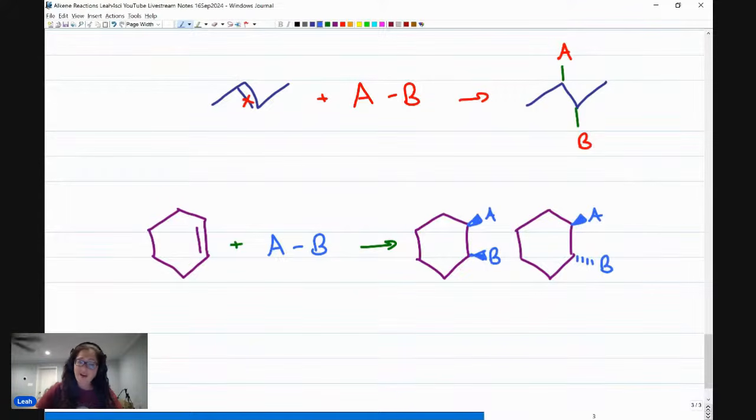This is not random. This has to do with how the attack happens, and therefore it is really, really important that you understand this. When they add to the same face of the molecule, either both adding to the top or both adding to the bottom, this is called syn addition. Syn, on the same side, they add together. And when one adds on top and one adds on the bottom, they add opposite sides. This is called anti-addition because they add anti to each other. This is not something that I want you to just blanket memorize.